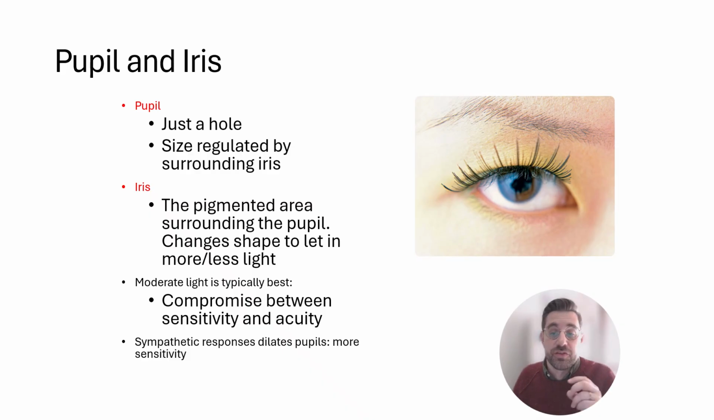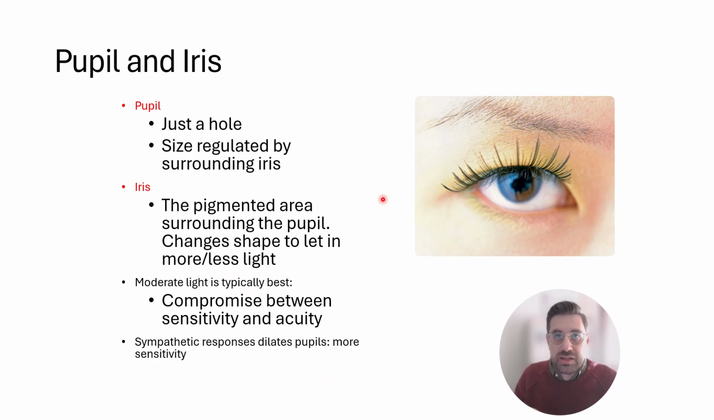If the light gets through the cornea and gets bent a little bit, then you're going to encounter the pupil and the iris. The iris, of course, is the pigmented area around the pupil, which comes in a variety of different colors. The iris is going to change shape, expanding or contracting, so that the pupil is going to change in size.